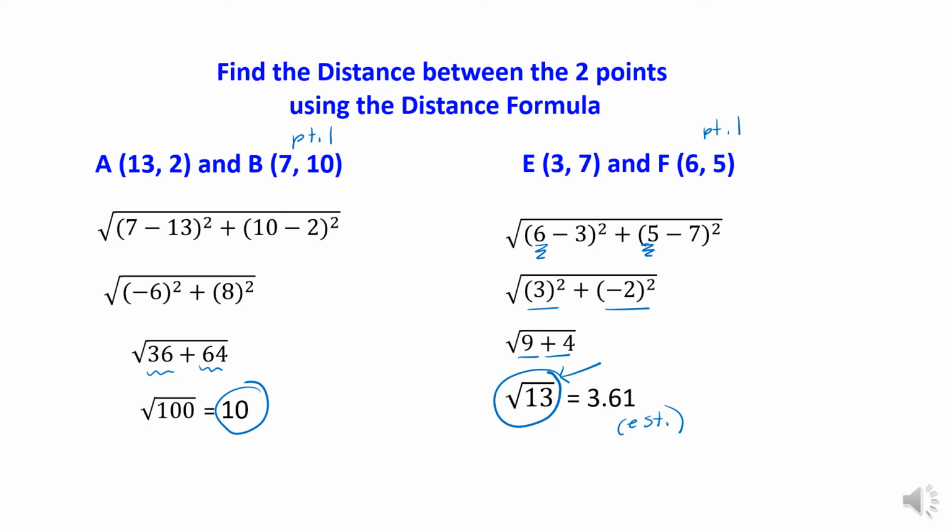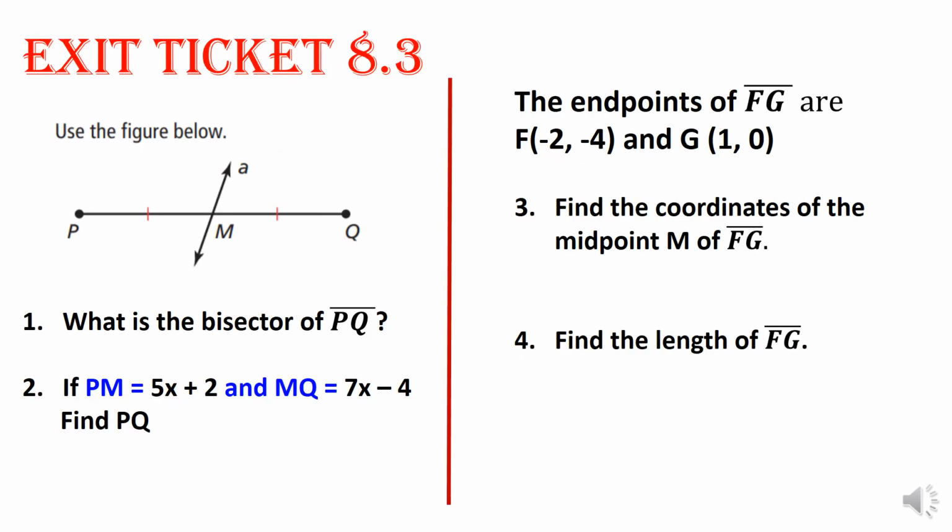Okay? So you have an exit ticket here, and you're going to be solving for a bisector, and finding a bisector and solving for a length. Make sure you look at what the length is, and then you're going to be finding the length of it, the midpoint and the length. So remember, you're going to be picking which points are which.